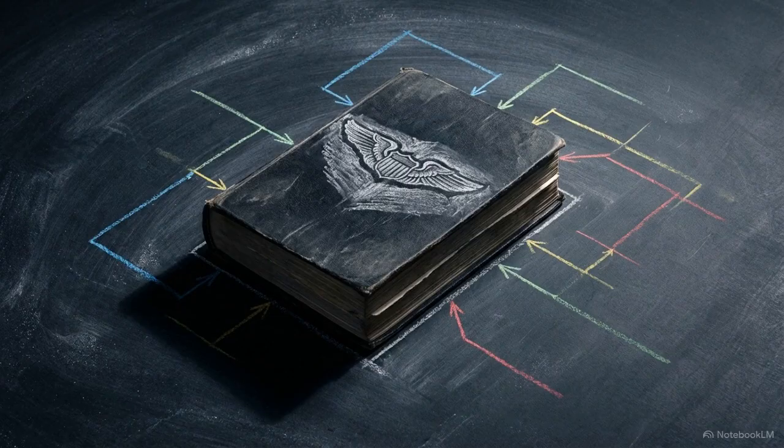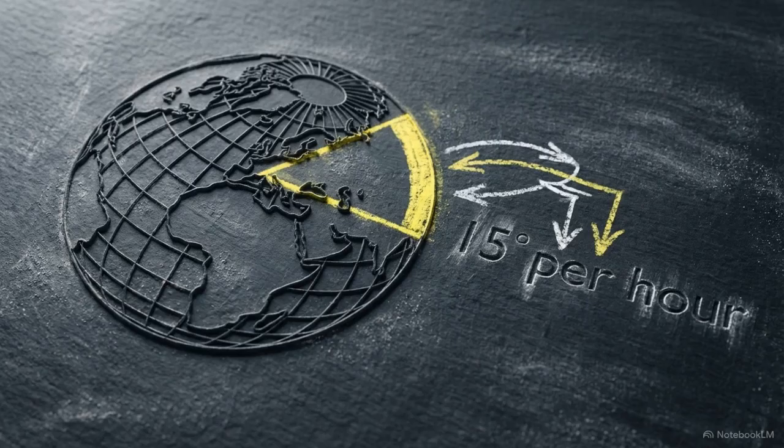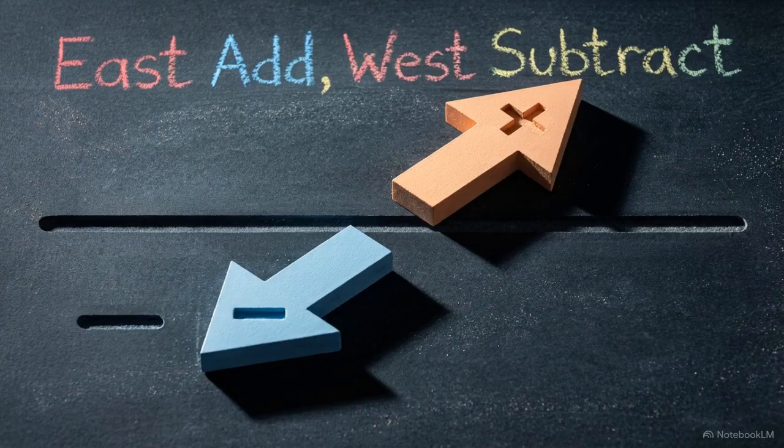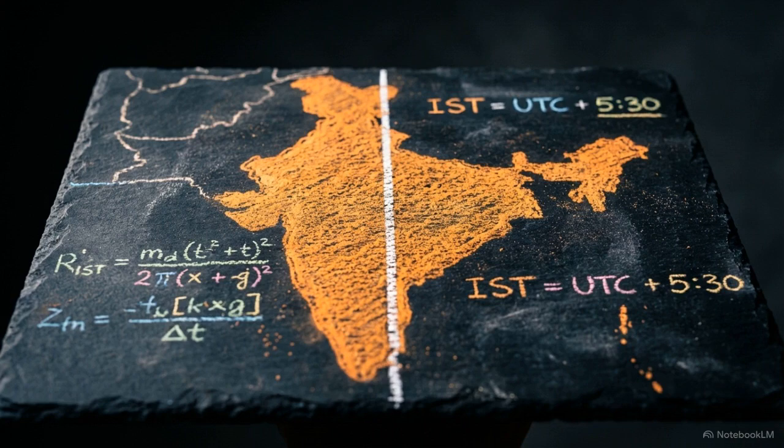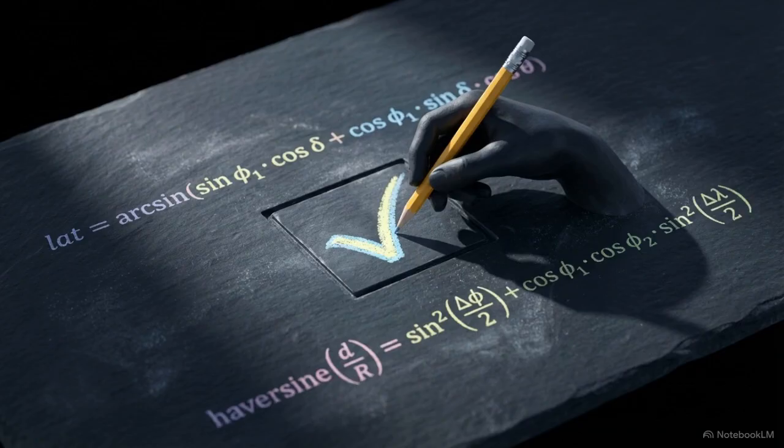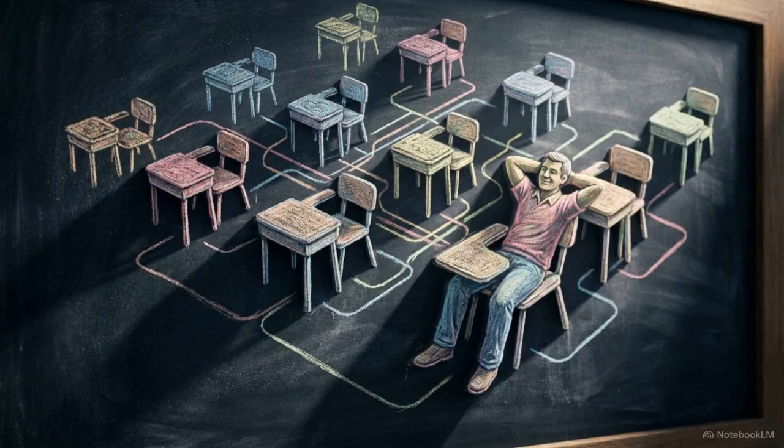Here are your absolute rules. 15 degrees per hour, 1 degree per 4 minutes, east add, west subtract, and IST equals UTC plus 530. Using these physical constants allows you to verify your answers logically, which is more dependable than relying on rote memorization under intense exam pressure.